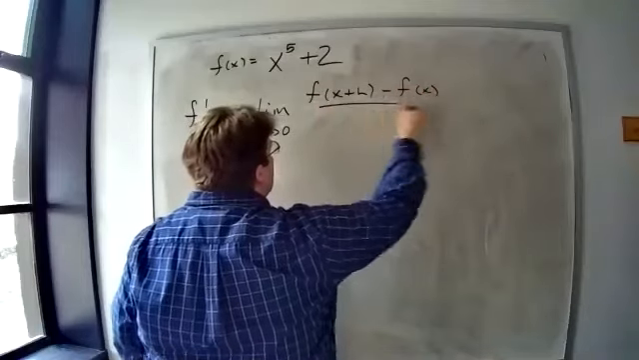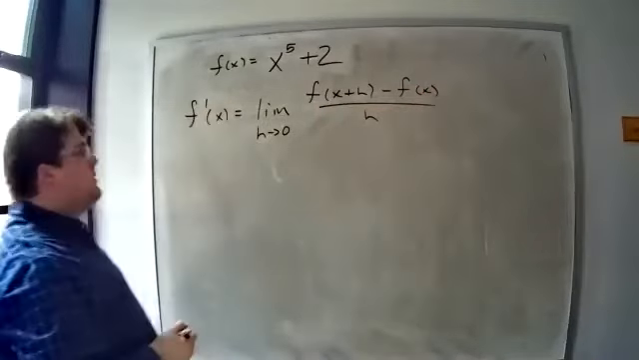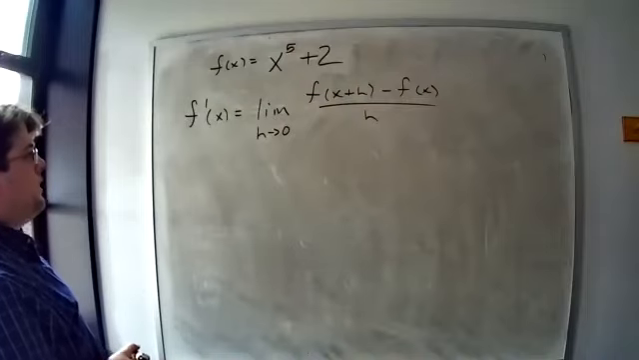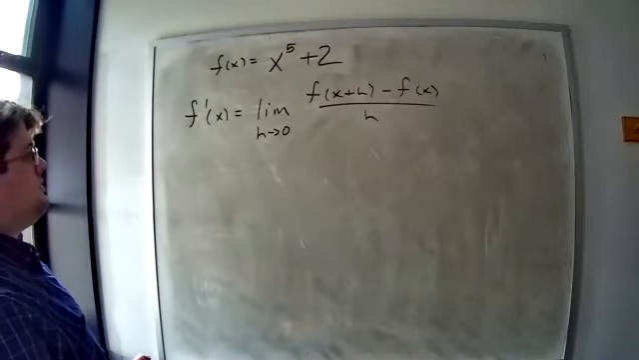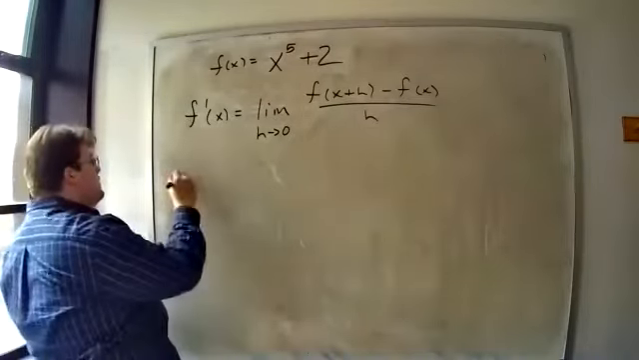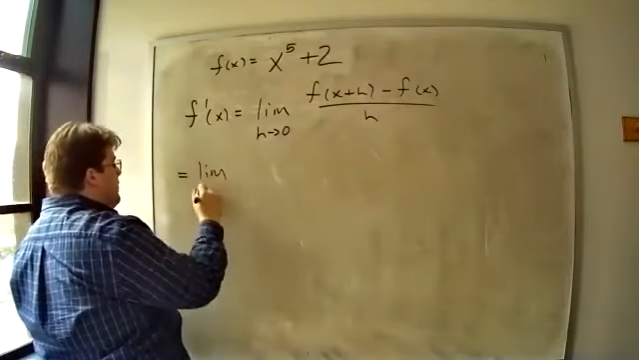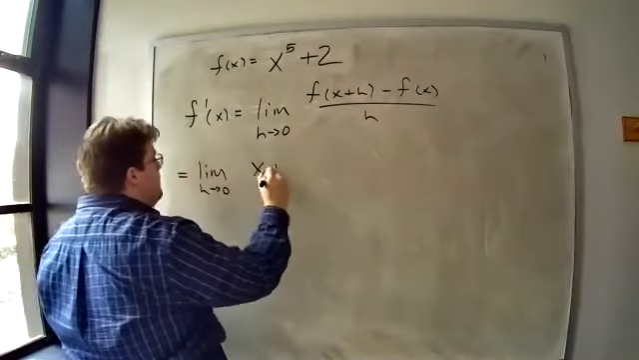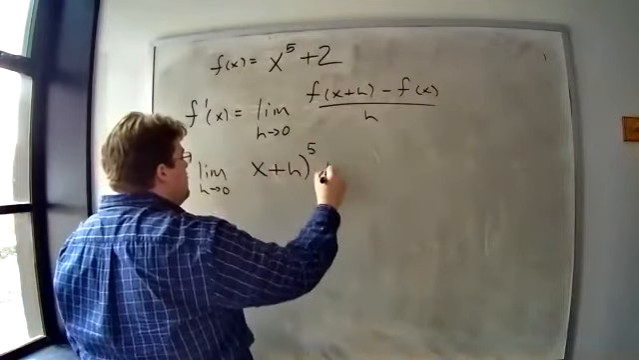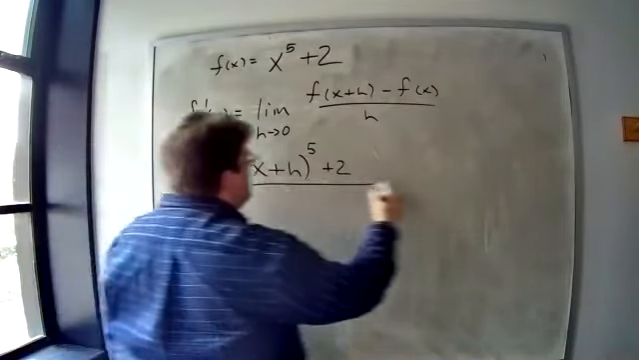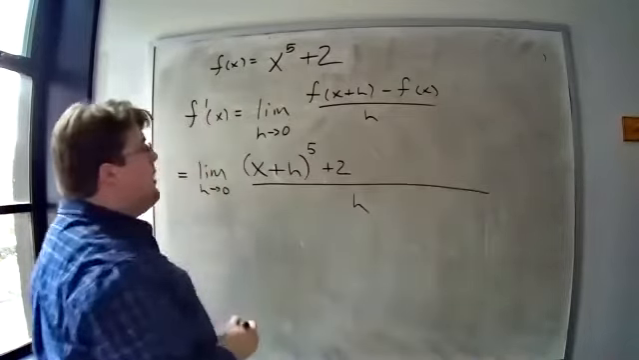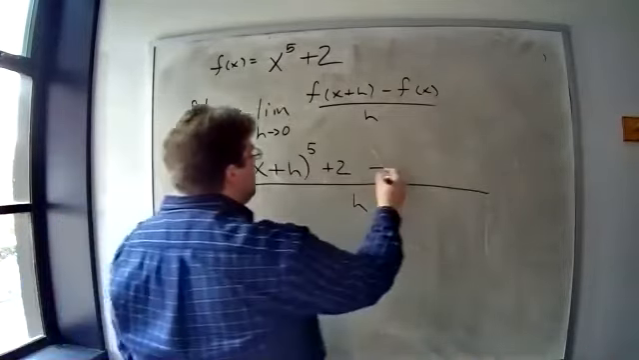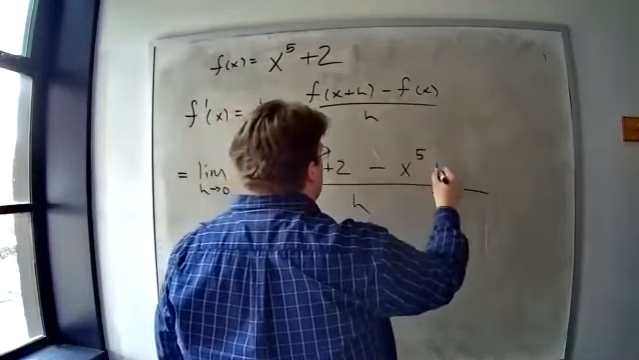So here, we know that this limit should simplify to 5x to the 4th. Well, does it? Well, yes. Why does it? Well, let's see. f of x plus h is x plus h to the 5th plus 2, minus f of x. Well, let's subtract f of x.